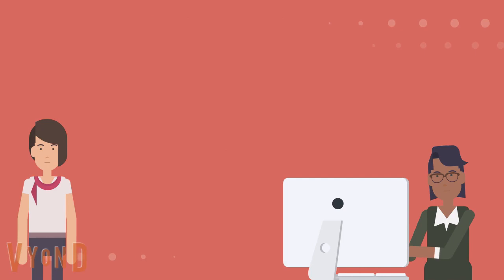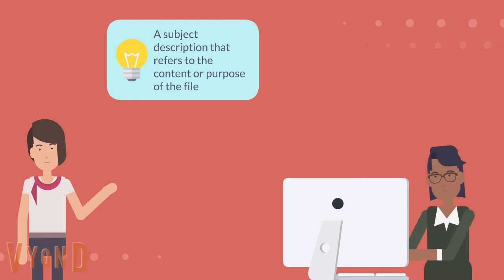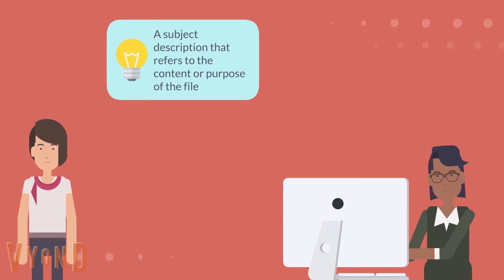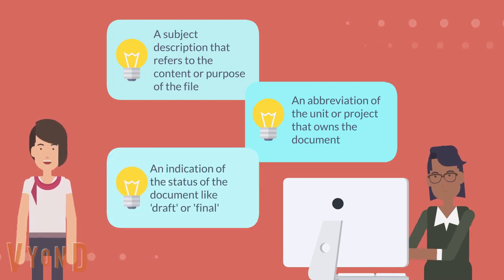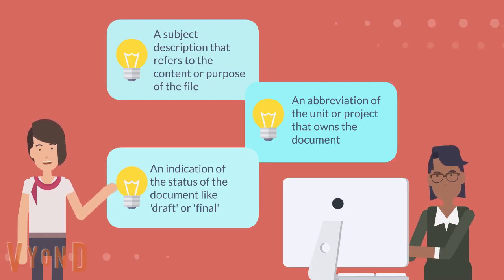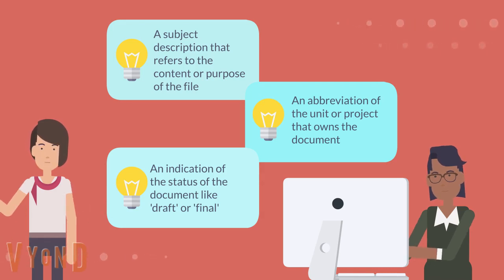When devising a file naming standard for your records, try to include in the name, at a minimum, a subject description that indicates the content or purpose of the file, an abbreviation of the unit or project to which the file is related, and the state of the document, such as draft or final version indicators. You might also choose to include a date. You want to keep file names as short and meaningful as possible, but still comprehensible.